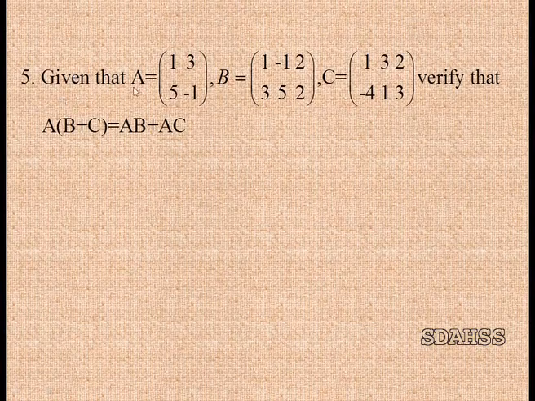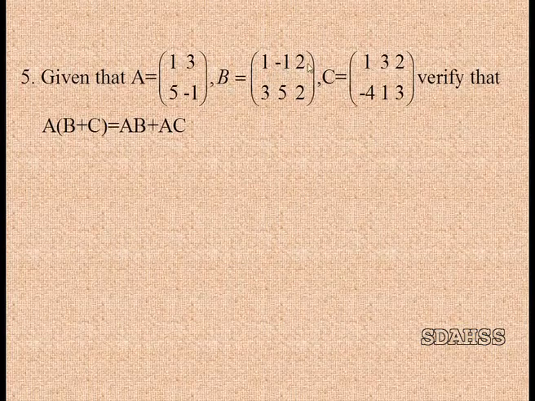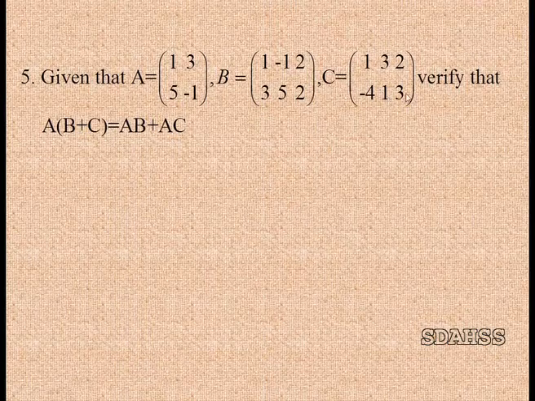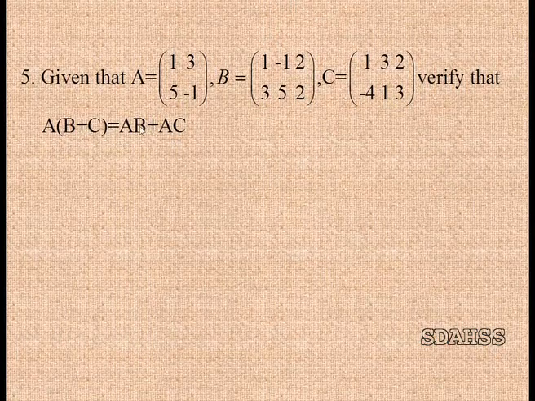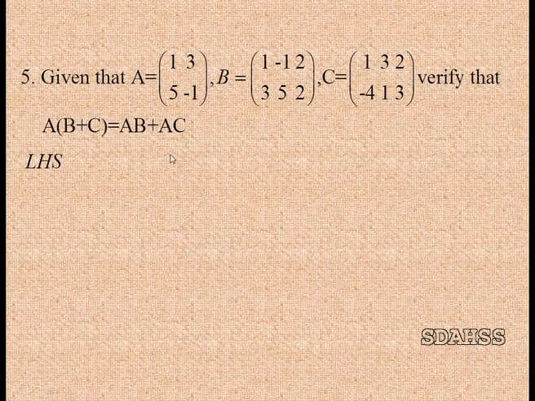Fifth sum. Given that A is equal to 1 3 5 minus 1, B is equal to 1 minus 1 2 3 5 2, C is equal to 1 3 2 minus 1 minus 4 1 3. Verify that A into B plus C is equal to AB plus AC. Here we want to check A into B plus C is equal to AB plus AC.